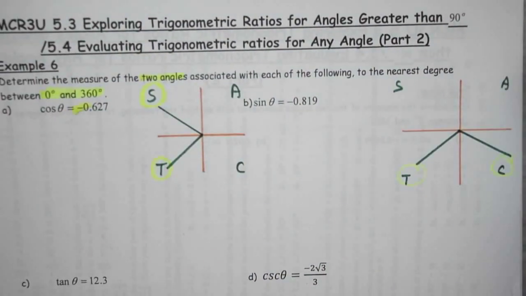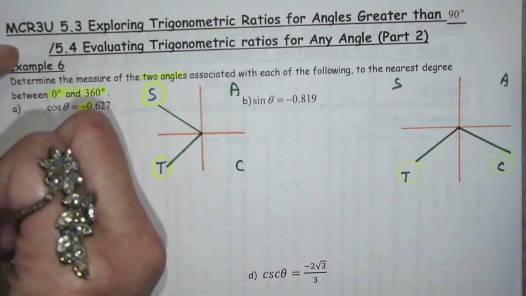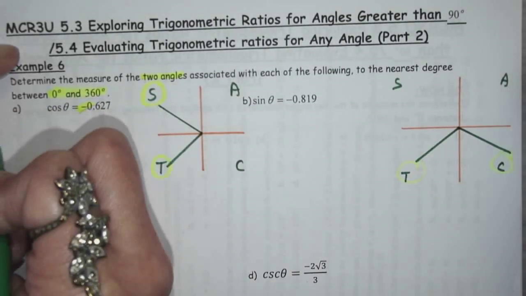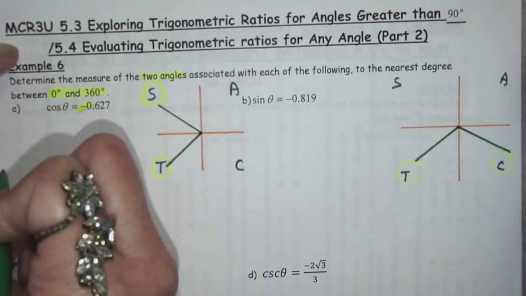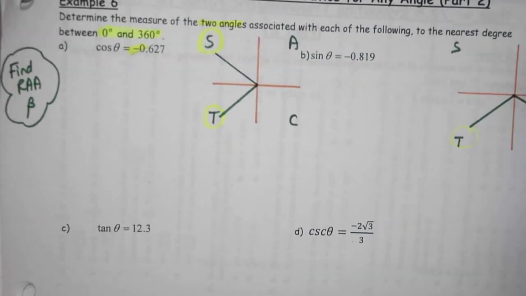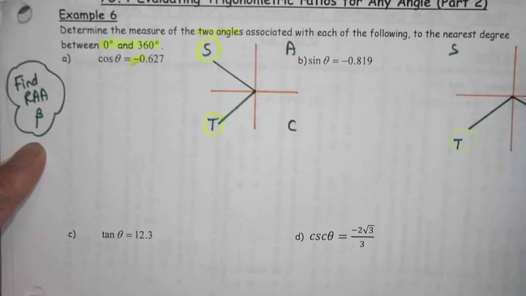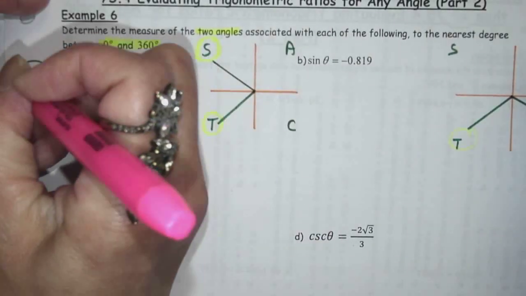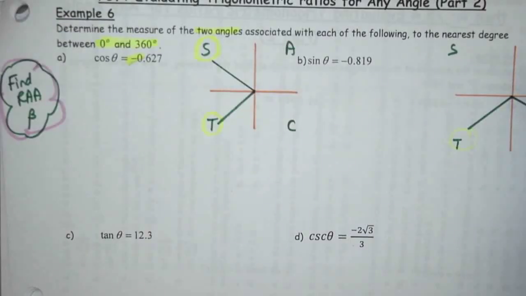So my first step will always be to find the RAA, which is my beta. I usually use beta to represent the RAA. That will always be my first step. So I want to find my RAA first. Okay, so do that first and then fix my answer.